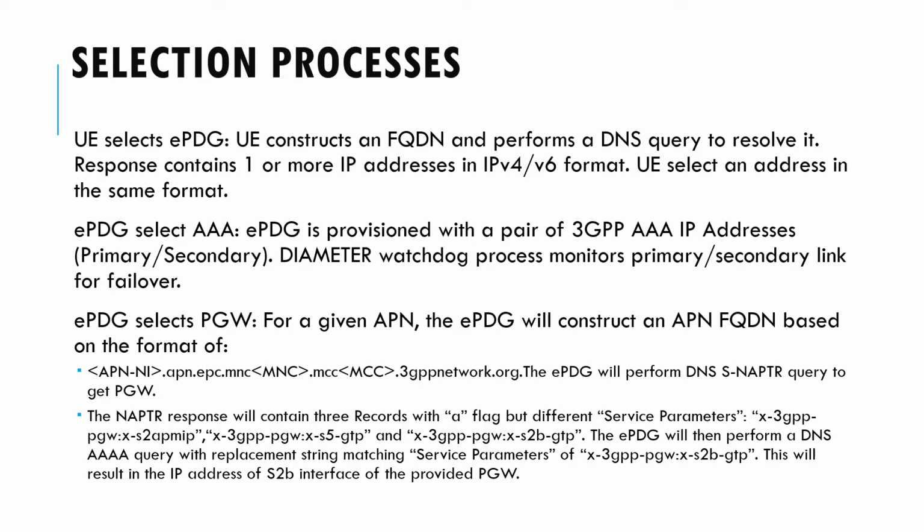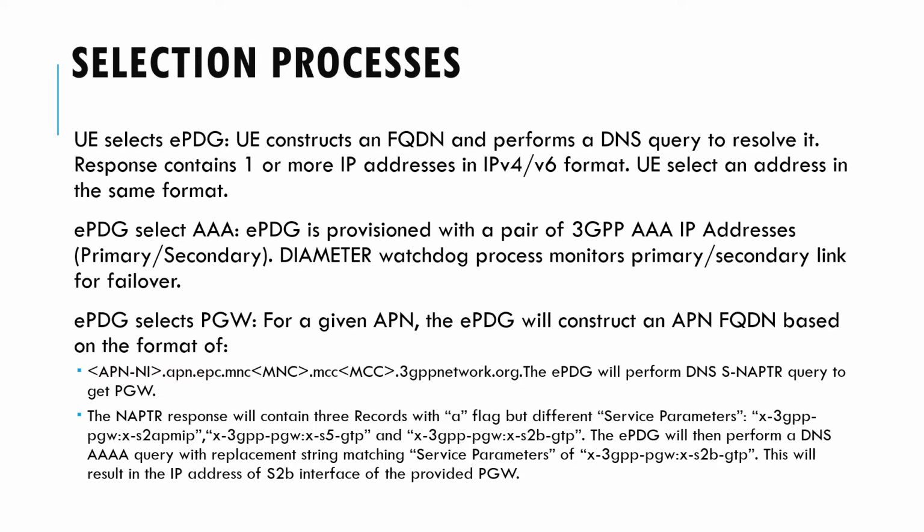All right, let's begin. So in the first part of the call flows, we have to understand some selection processes. First of all, the first node which we have to select is the EPDG. So the first process is the EPDG selection process. Which node will select the EPDG? It is the UE which has to select the EPDG. So how will the UE select?